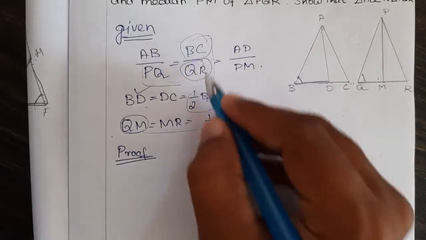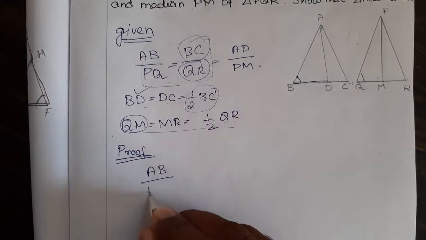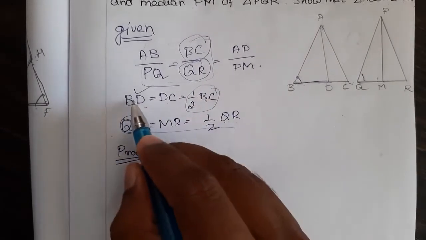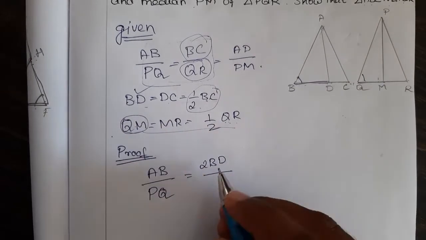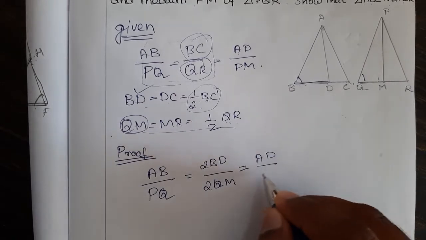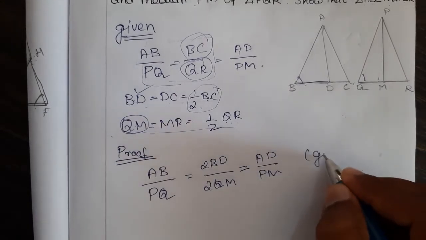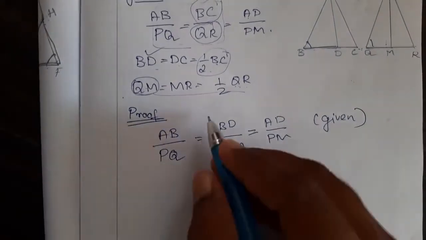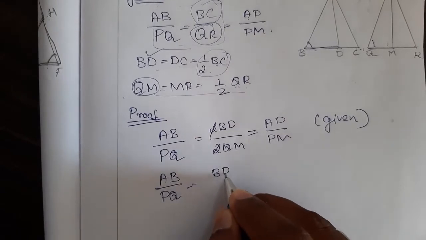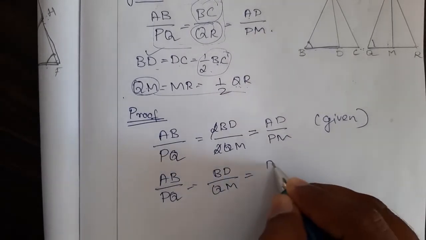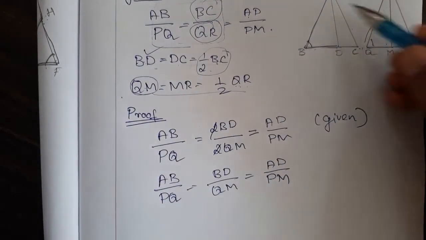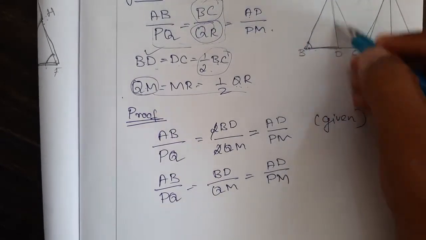So instead of BC and QR I am going to replace them. AB by PQ is equal to 2 times BD. Instead of BC I am writing 2 times BD, and the same for QR, I'm writing 2 times QM, is equal to AD by PM. So this is what is given, right? From the given, I have changed it, the 2 cancels, then AB by PQ is equal to BD by QM is equal to AD by PM.